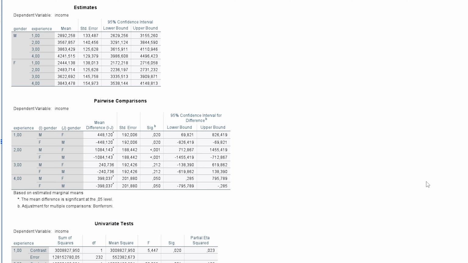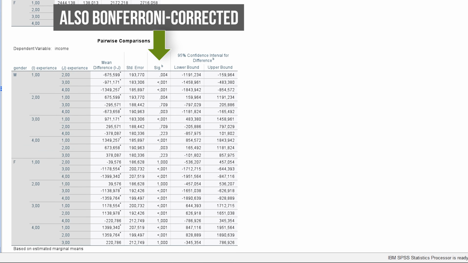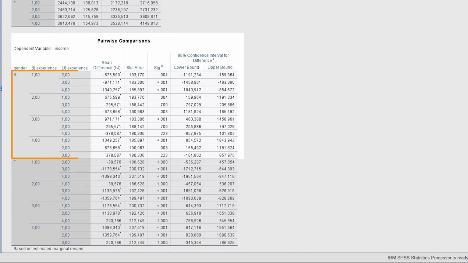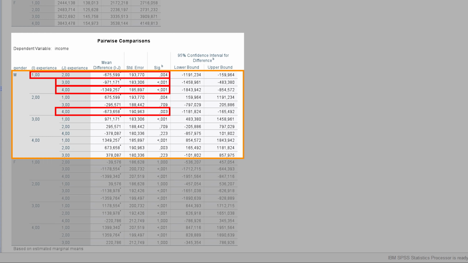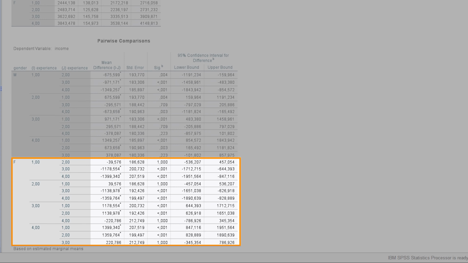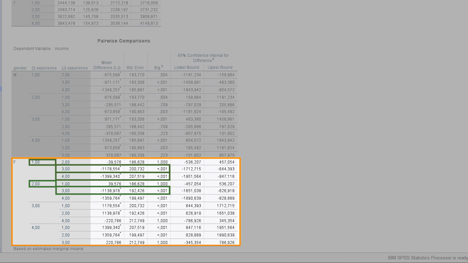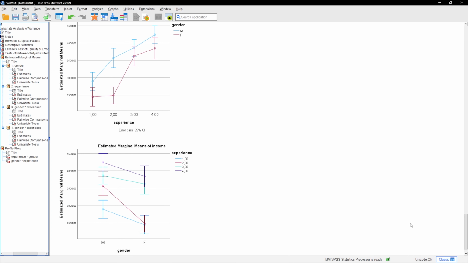If we now want to check whether there are differences between experience levels within each gender, we scroll further down to another table that follows the same logic. Based on sufficiently small p-values, men show differences in mean income between experience levels 1 and 2, 1 and 3, 1 and 4, and 2 and 4. For women, differences could be observed between experience levels 1 and 3, 1 and 4, 2 and 3, and 2 and 4. Additionally, profile plots can be examined.